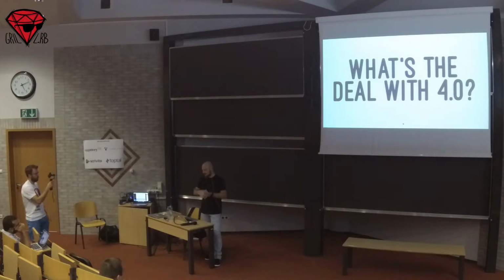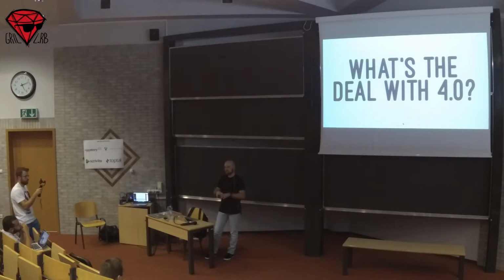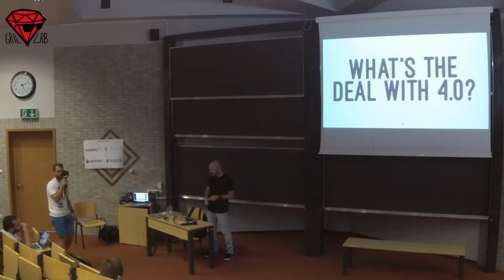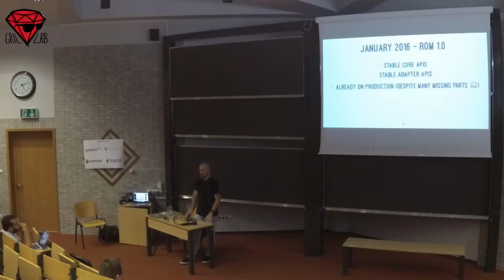And at that point, we kind of knew what we wanted to have. So we didn't start with some high-level fancy DSLs. We started with some very basic, I could even say low-level components. So brief history lesson about versions in ROM. In January 2016, which is just a year and a half ago, we released ROM 1.0. And it was a huge milestone, but it was just the core API, right?